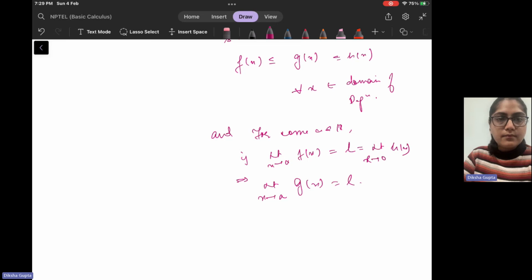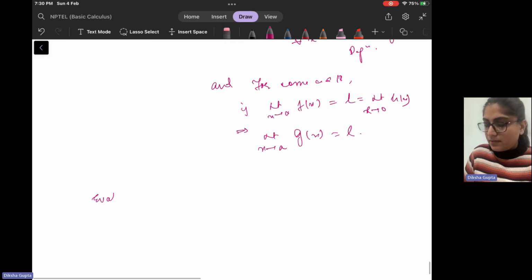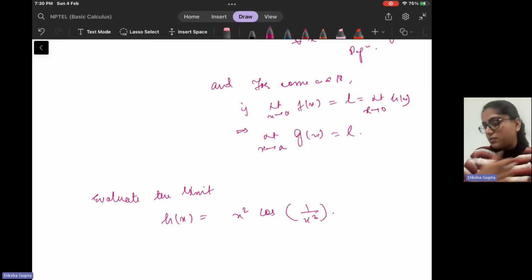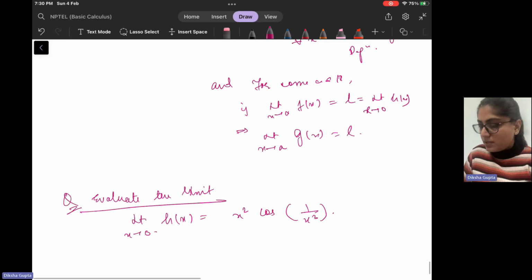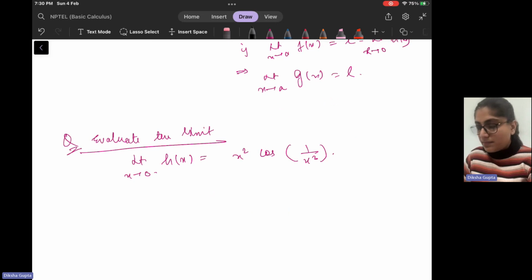Okay. So now the question based on that: evaluate the limit, where h(x) equals x square cos 1 by x cube. Now you cannot simply divide the limit over these two functions, because you don't know whether the limit of the cosine exists or not.